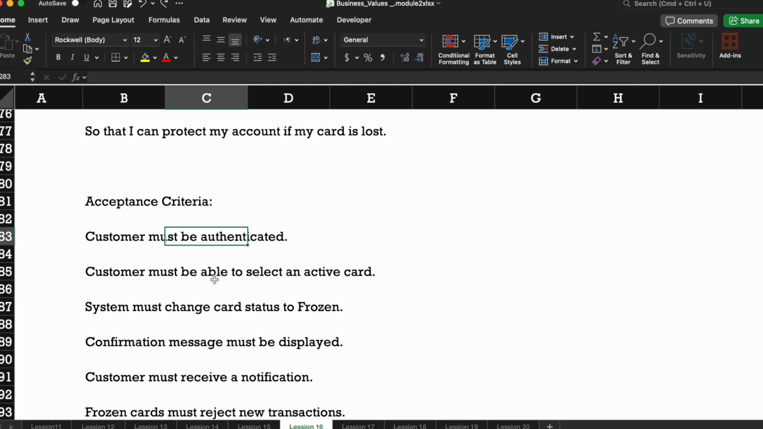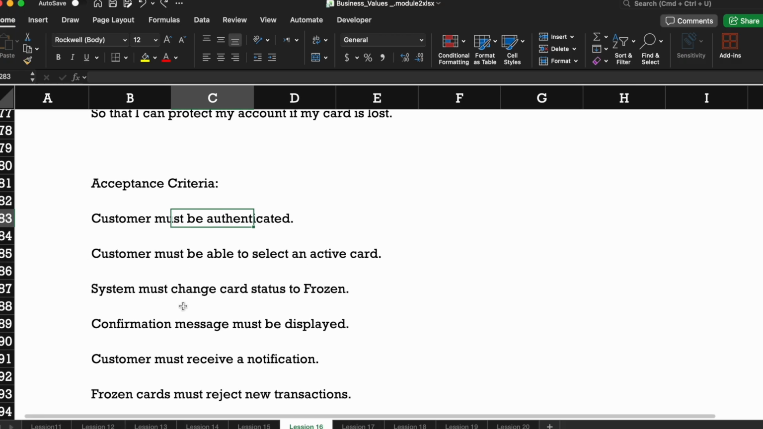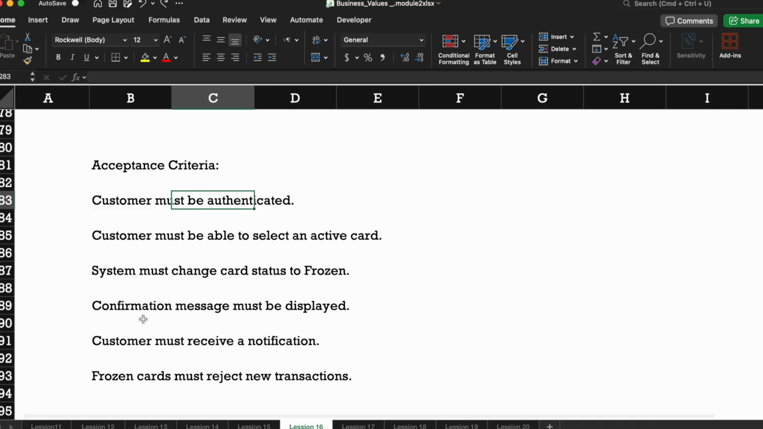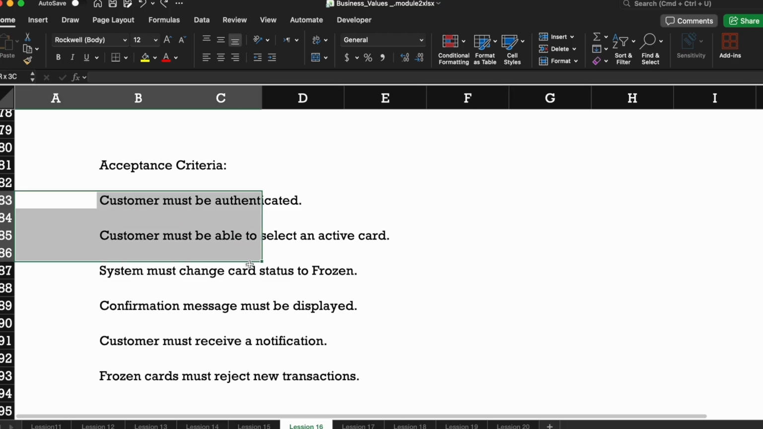Customer must be able to select an active card. System must change card status to frozen. Confirmation message must be displayed. Customer must receive notification. Frozen card must reject new transactions. If you don't know the given, when, then format, as a beginner you can start writing like this.